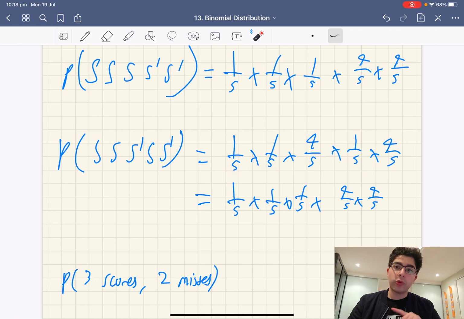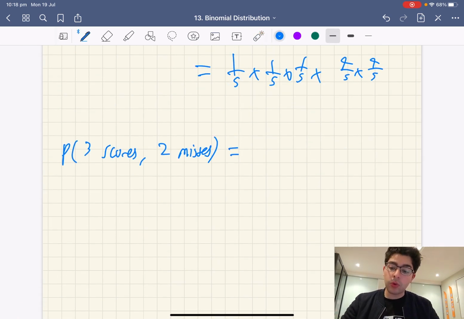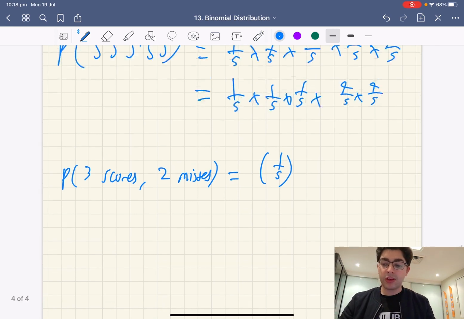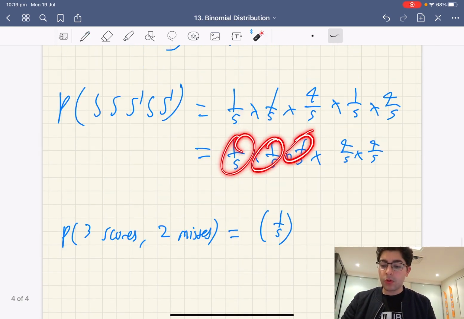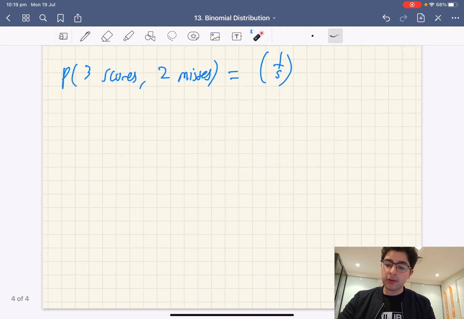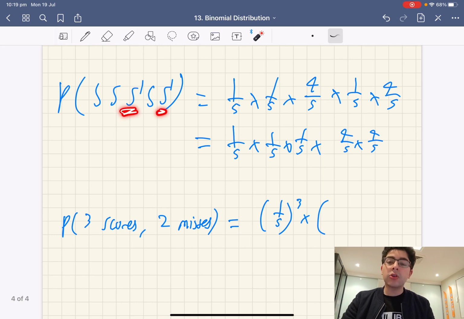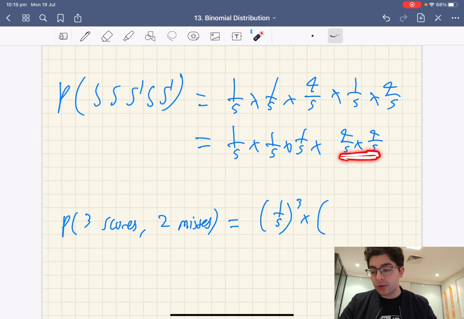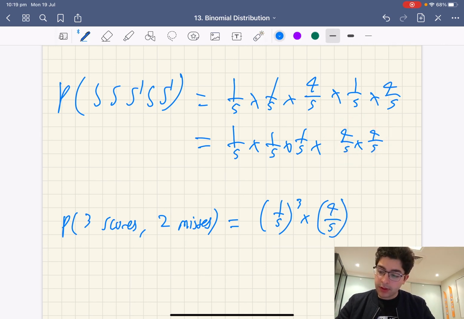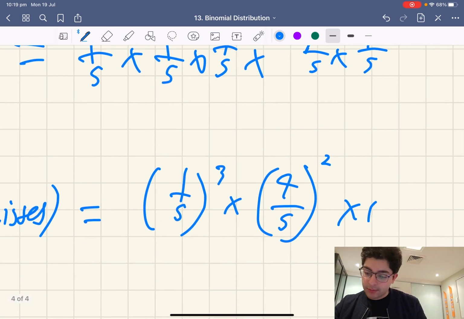Now, if one single score is 1/5, the probability of 3 scores is going to be 1/5 times 1/5 times 1/5, 3 times, as we can see over here, or over here. So it's ultimately going to be 1/5 cubed, times the probability of missing to the power of the amount of times I do miss. Now we can see here, we miss twice, so it's going to be 4/5, all that squared. Now all that's going to be multiplied by the amount of different ways, the combinations.